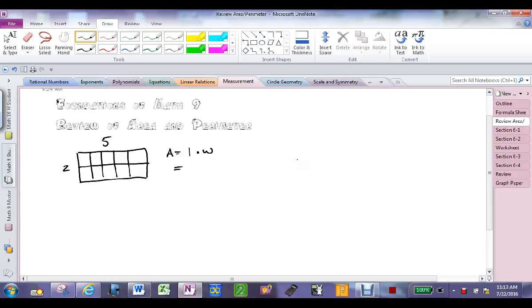Okay, we're back. This is just like polynomials. The only thing we have to remember, length times width in a rectangle, okay? The only thing we got to remember is L is the longer side.